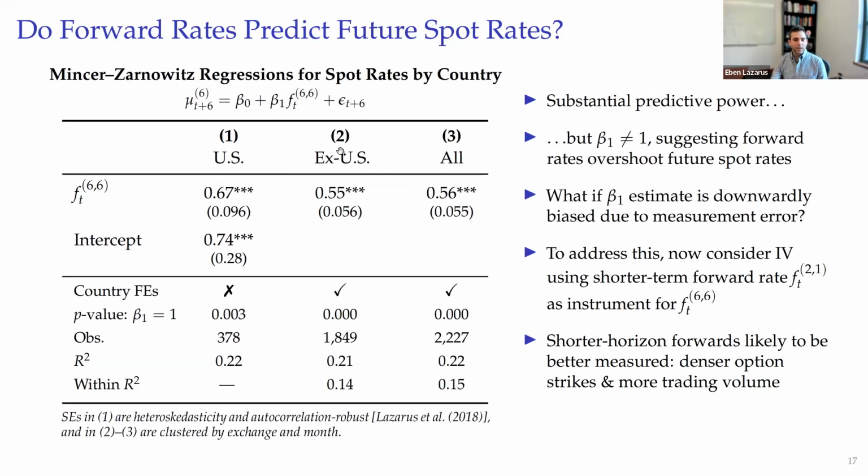Now, one issue you might have with this is it does require that we're measuring forward rates using option prices correctly. And so if there's measurement error here, you might worry about attenuation bias in beta one, this slope coefficient. And so what we're going to do to try to address this is instrument this six-month forward rate with a shorter horizon forward rate to get rid of at least some of the local noise in the option price-based forward return expectations.